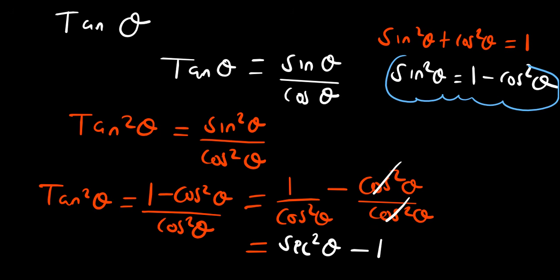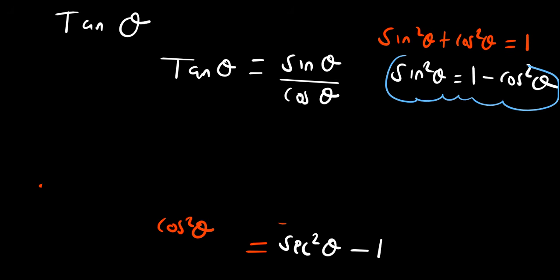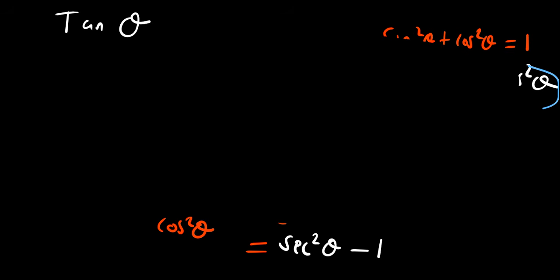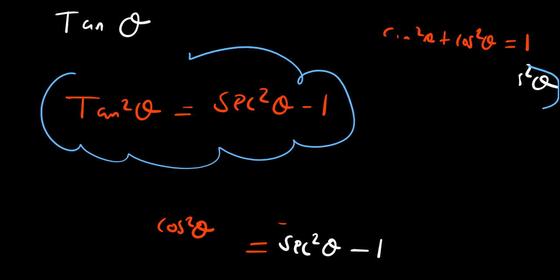So this is another identity that you're supposed to know. What is the identity? The identity we are saying is tan squared theta is equal to sec squared theta minus 1. This is another identity that you are not supposed to forget. Okay, let's derive another one.